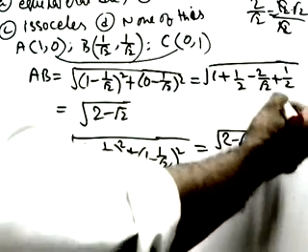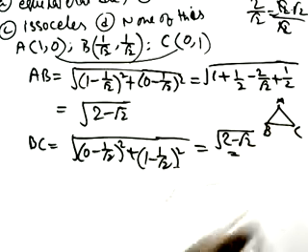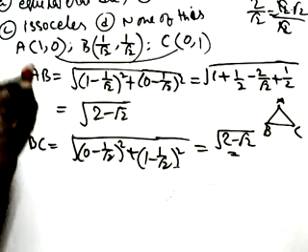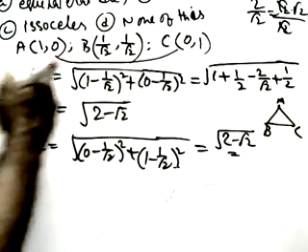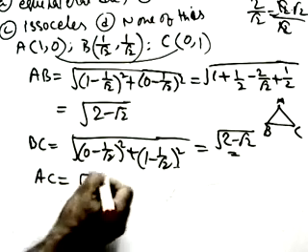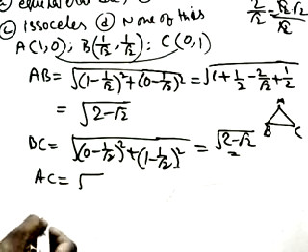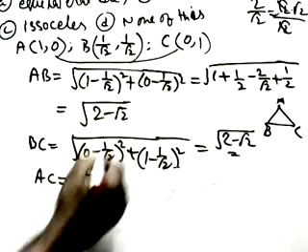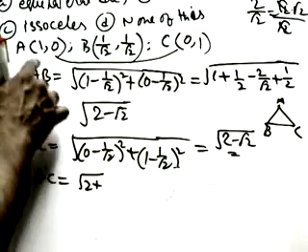Let me solve for AC. We have to find the three lengths to know whether the triangle is isosceles, right-angled or equilateral. So watch carefully. What is AC? The square root of x2 minus x1 whole square plus y2 minus y1 whole square. That is 1 plus 1, 2.